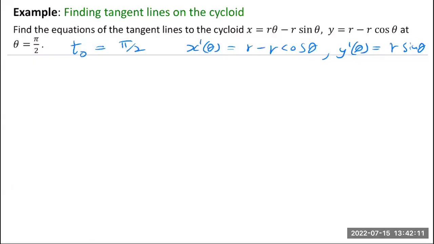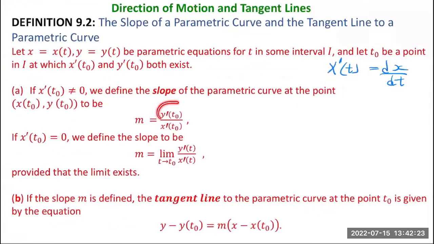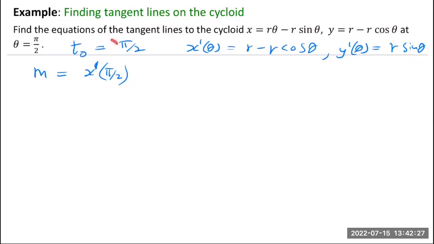Okay, all right. So now I'm ready to find my slope. Slope is given by, remember, you need to plug in the point that you are interested in. Remember, in the definition, it is y prime of t naught divided by x prime of t naught. Okay, my t naught is pi over 2. This is equal to, I'm plugging in pi over 2.